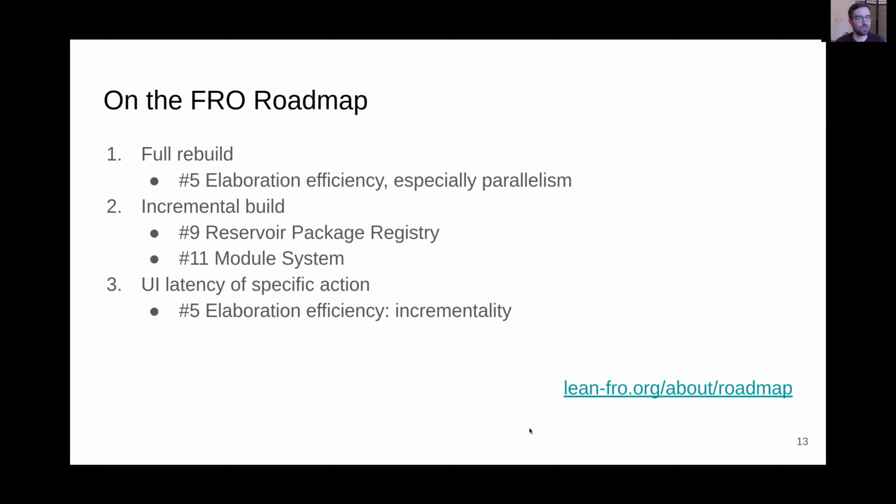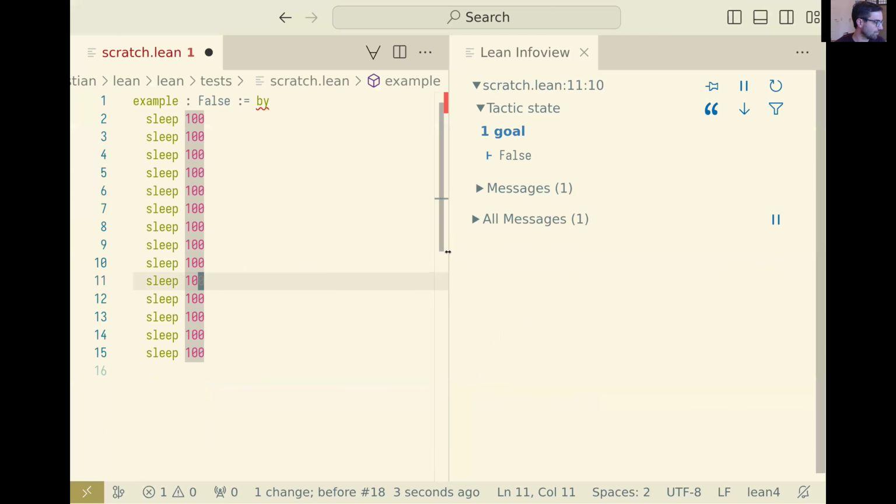And for UI latency of specific actions like editing, I just want to pick out one specific item of the elaboration efficiency plan, which is incrementality. And this one might actually be easier to just show than explain in words. Let's see if that works. Do you see my editor now?